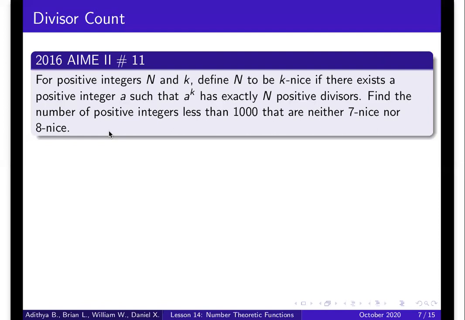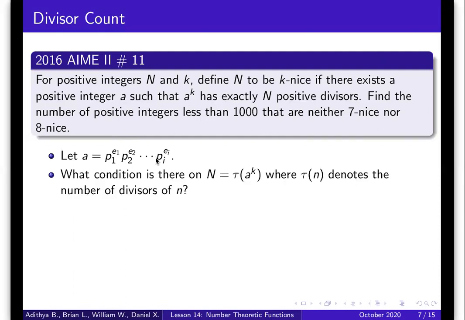So for this, let's first start by assuming a prime factorization for A. So we can just let A be p1 to the e1, p2 to the e2, all the way to pi to the ei. So now if we look at A to the k and the number of positive divisors of this, can anyone say what condition there is on the number of positive divisors of A to the k?